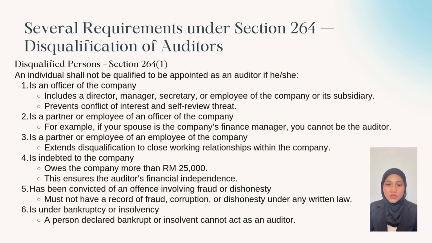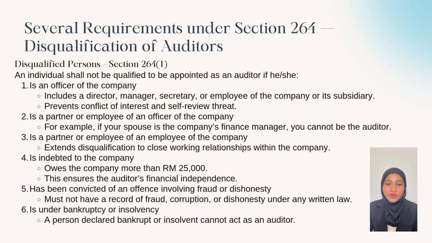Next, under Section 264, subsection 1, some people are not qualified to be appointed as auditors. They include officers of the company, such as director, manager, secretary, or employee. Second, a partner or employee of an officer of the company. Third is a partner or employee of an employee of the company. Fourth, anyone who owes the company more than 25,000.